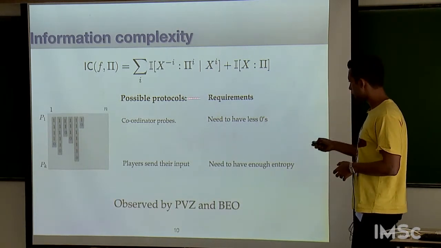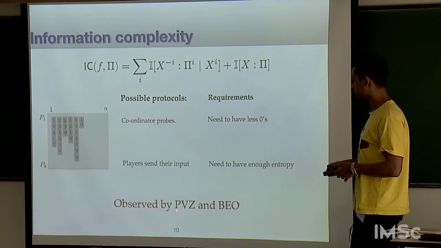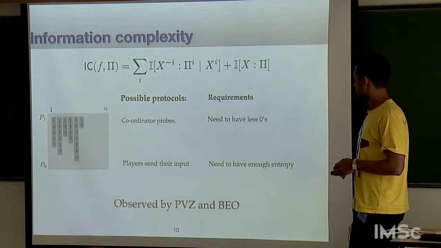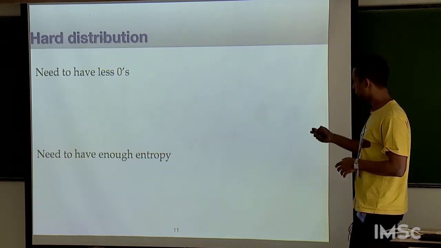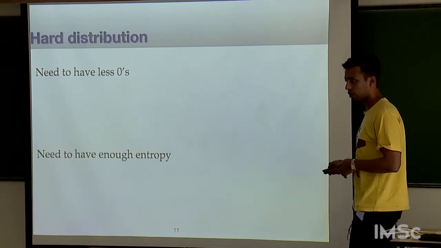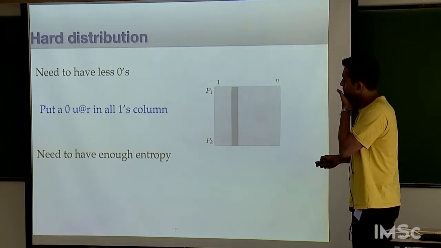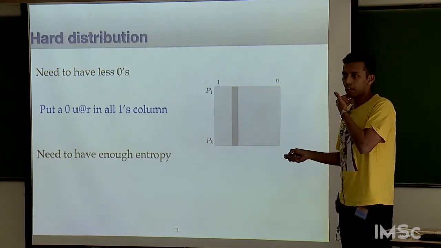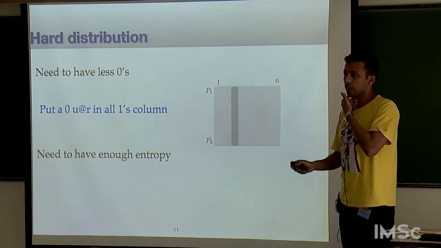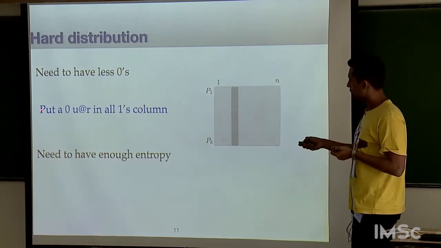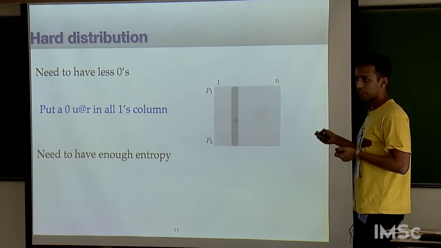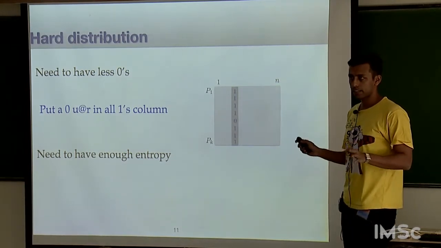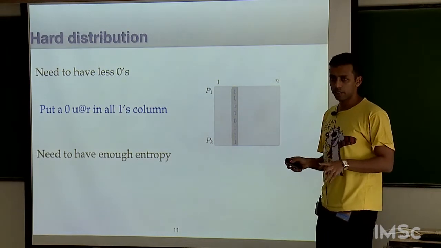By the way, all these things have already been observed by Philip Verwin Zhang and Braverman et al. So let's look at the requirements and see how we can do it. If you need to have fewer zeros, I will go to an extreme. I will say each column has exactly one 0. You put the 0 at a uniformly random location in a column, and fill everything else with 1. There are as few zeros in a column as possible.